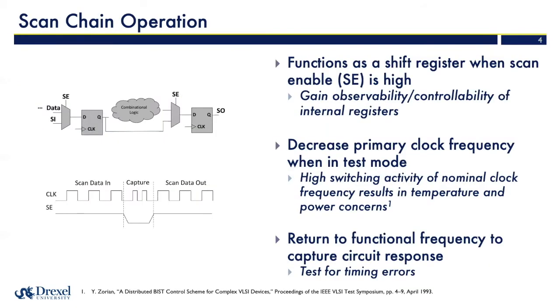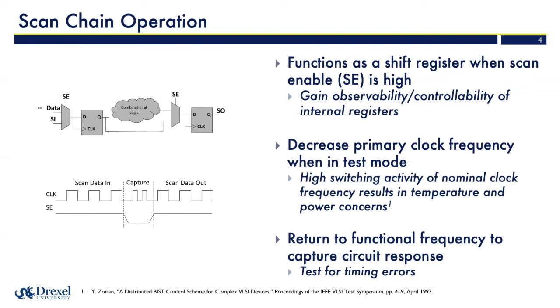So the scan chain resolves some of the observability and controllability issues of the internal register state by turning the registers into a shift register functionality. So that will, instead of taking the data input from the combinational logic path into the flip-flops, when scan enable is high, take in the scan input, the SI input shown on the left.